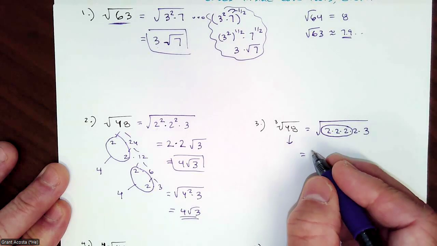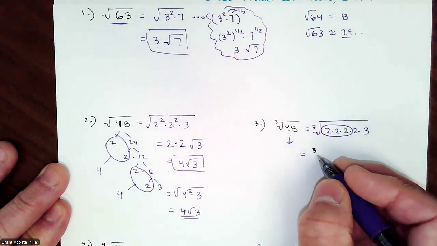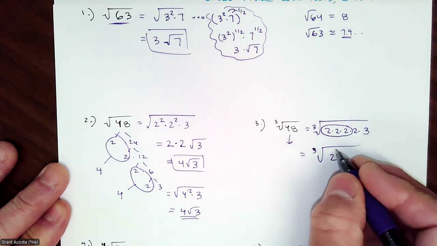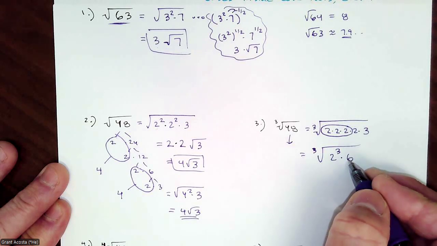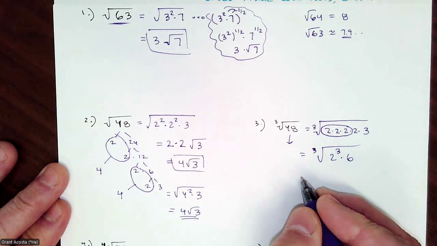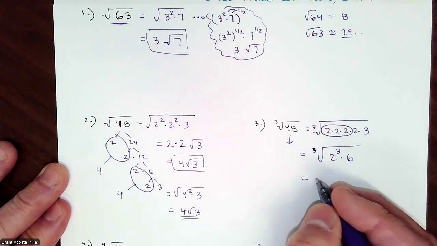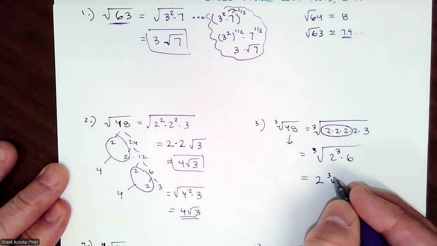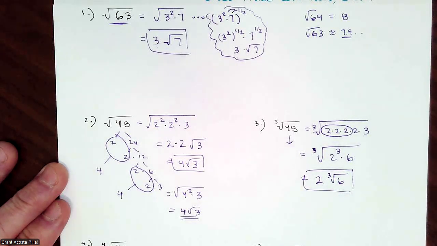So if I take 3 of those 2s, this is going to be the cube root of 2 cubed times, I'm not going to get any more perfect cubes there, so usually we just multiply that back together and make that a 6. The cube root of 2 cubed comes out as a 2, and we'll just have 2 times the cube root of 6 as the simplified form for that cube root.